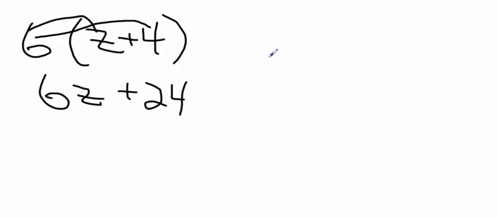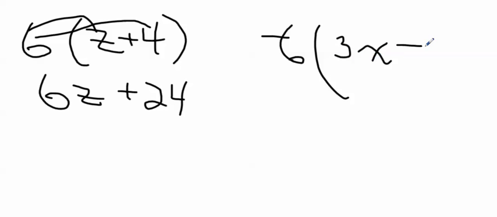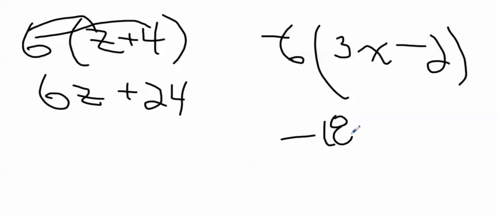If you have like a negative 6 times 3x minus 2, this becomes negative 18x plus 12. So really the only thing you have to worry about is that this -6 multiplies that.